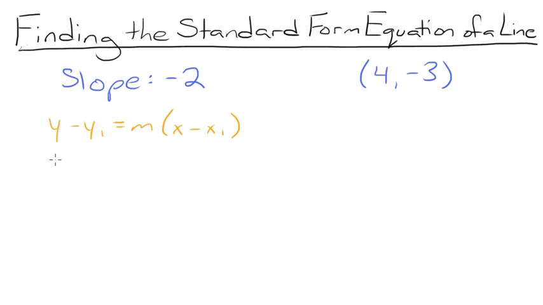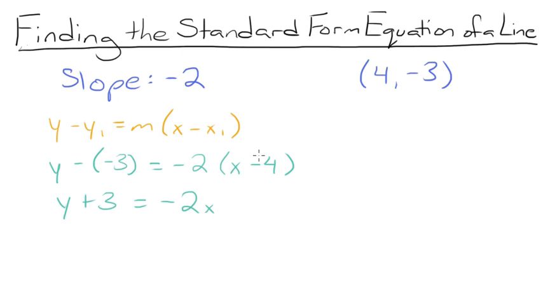So if we do that, we'll get y minus y1, so minus negative 3, is equal to m, which is negative 2, times x minus x1, which is 4, so minus 4. From here, we need to convert the equation to standard form. Do this by simplifying the subtracting a negative on the left side and then distributing through the parentheses on the right side. So if we do that, we'll have y plus 3 is equal to negative 2x plus 8.